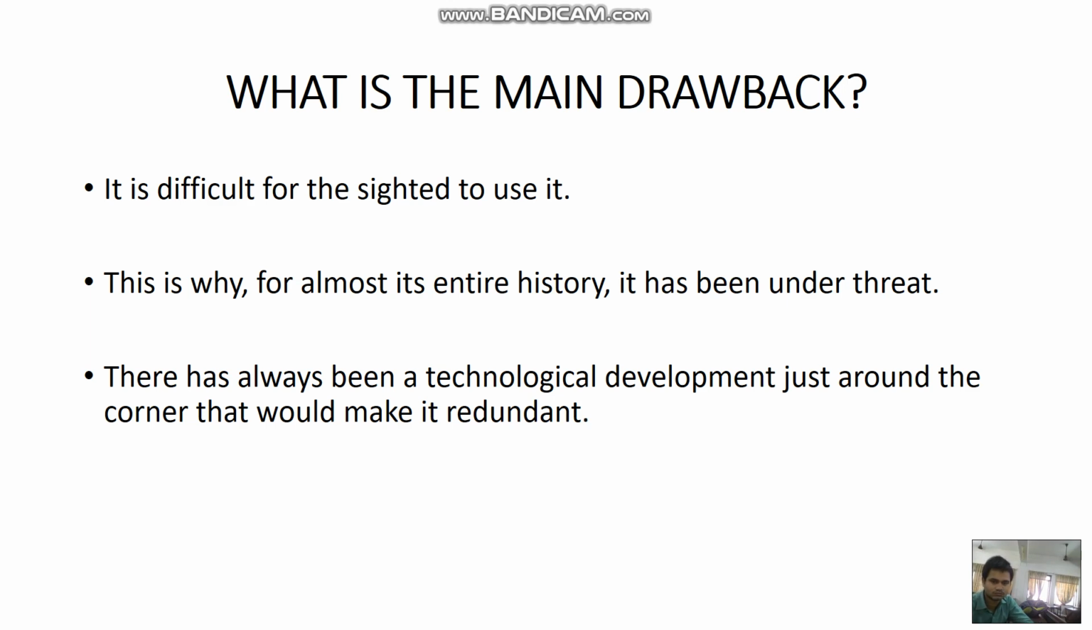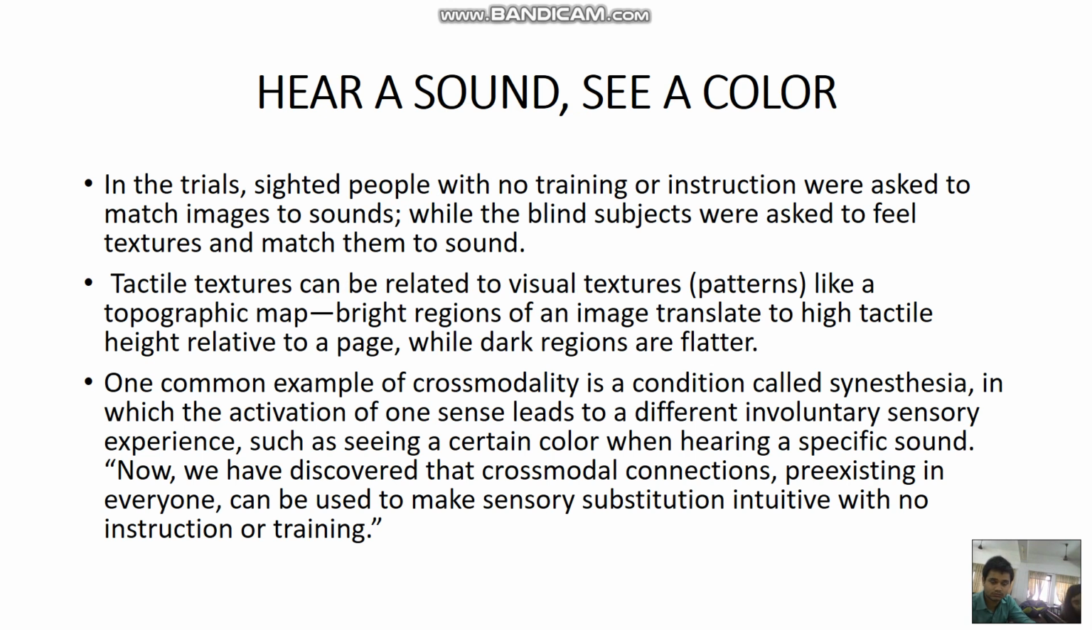So next slide, I'd like to present how we hear a sound and see a color. In the trials, sighted people with no training were asked to match sounds to images, while the blind subjects were asked to feel textures and match them to sound. So tactile textures can be related to visual texture patterns like a topographic map. Bright regions of an image translate to height level relative to a page, while darker regions are flatter.